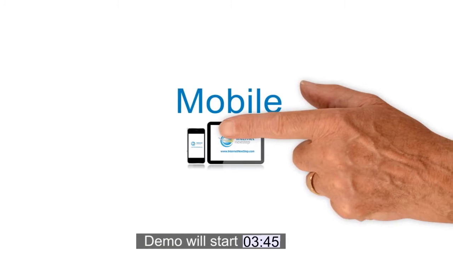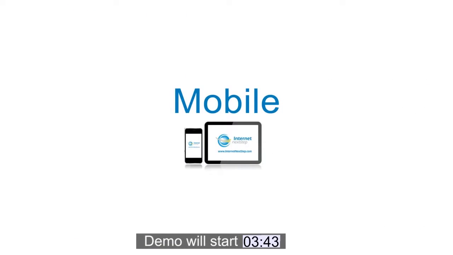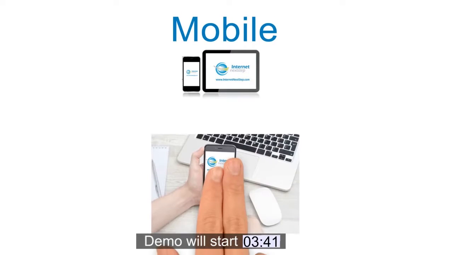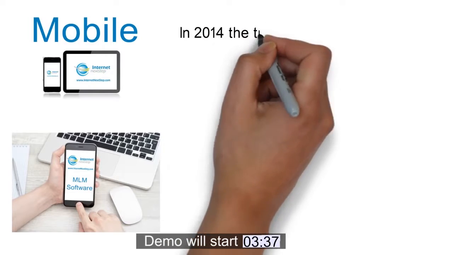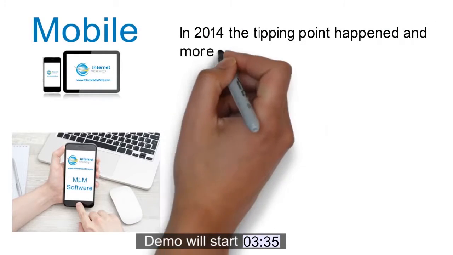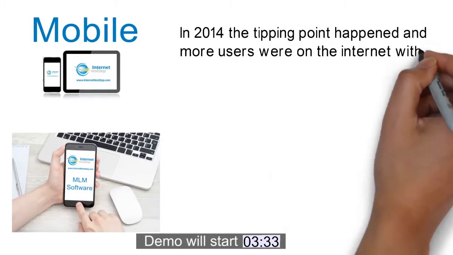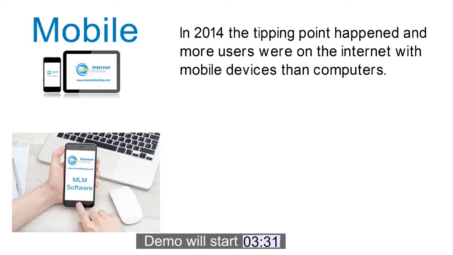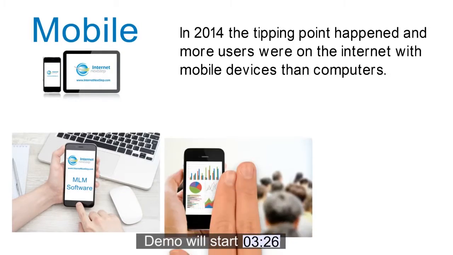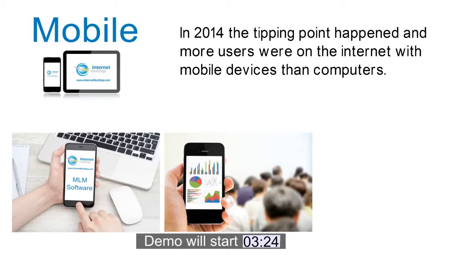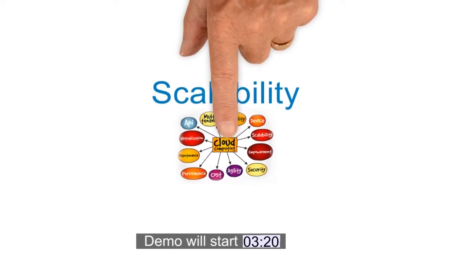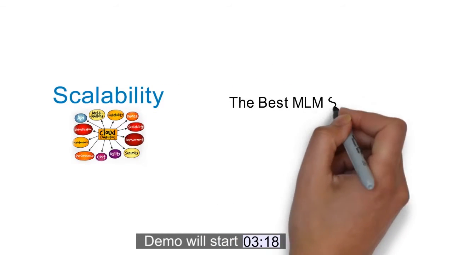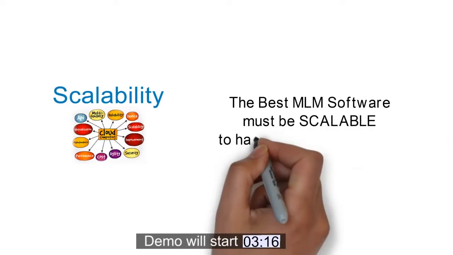Mobile. The best MLM software must be mobile responsive so it can be used by your members and your admin team on any mobile device or smartphone. In 2014, the tipping point happened, and more users were on the internet with mobile devices than computers. A mobile application, in addition to a mobile responsive replicated website, increases your positive communication capability by eliminating email spam filters.